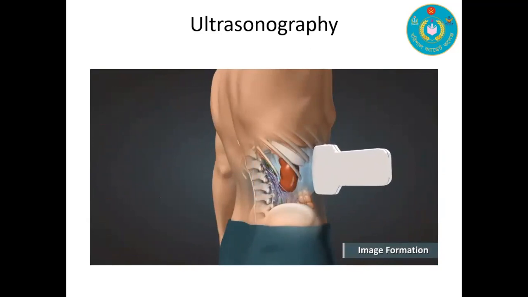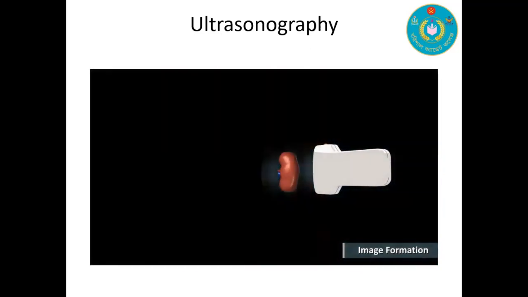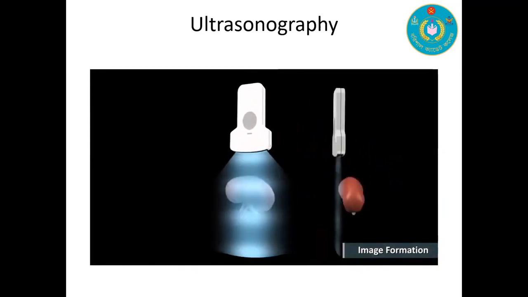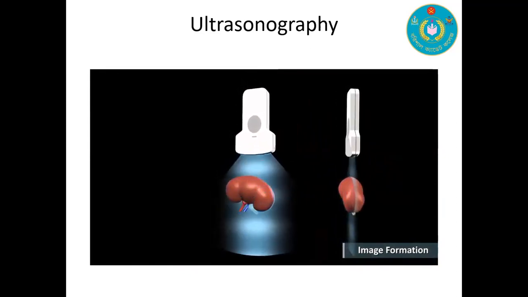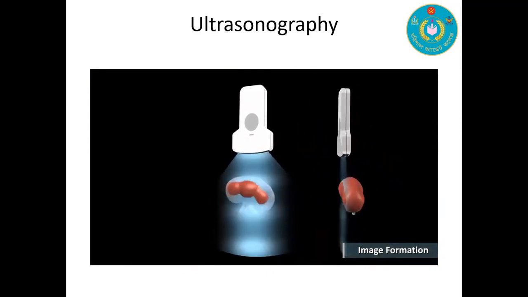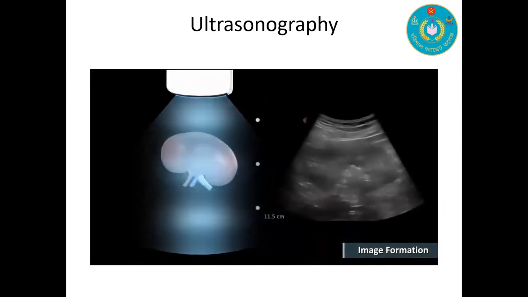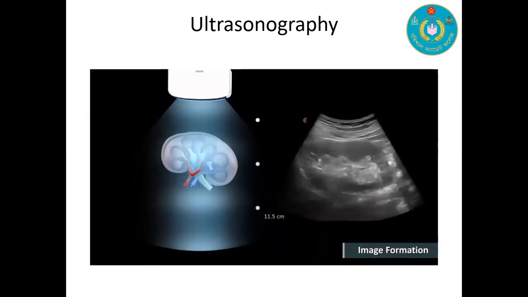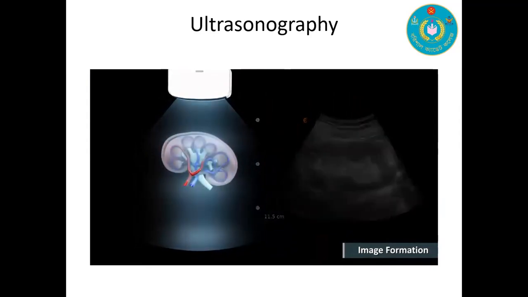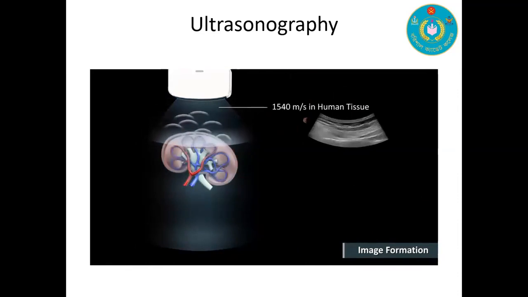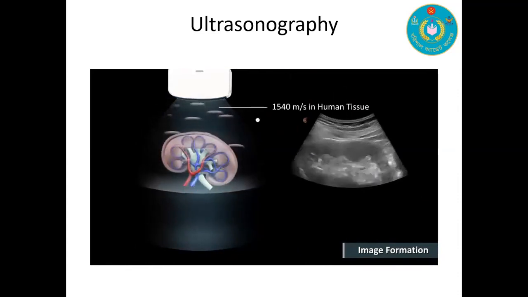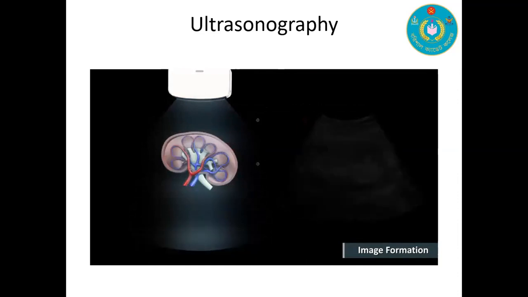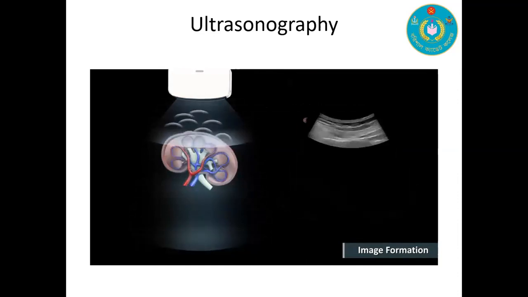To do this, a very high energy sound frequency is produced and its echo is used. As the frequency of the sound is between 1 to 10 megahertz, this is called ultrasound. By using this ultrasound, we can form an image. Here, observe this moving picture, then you'll get information.